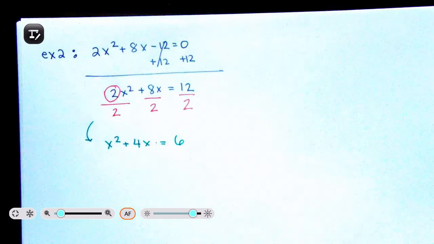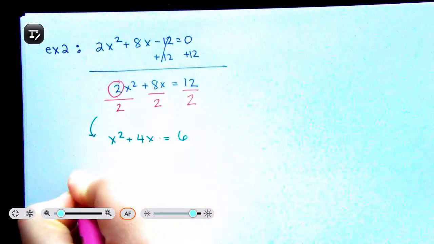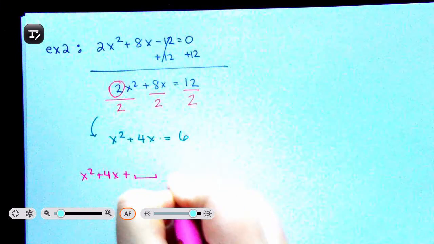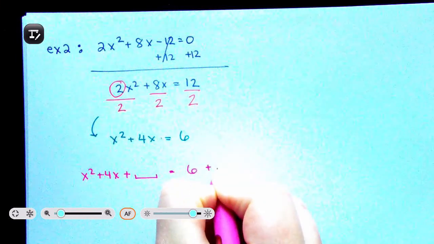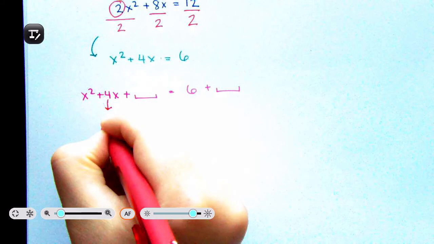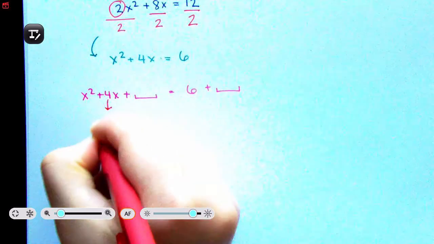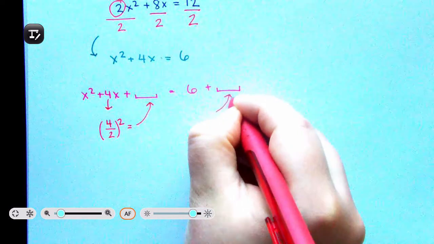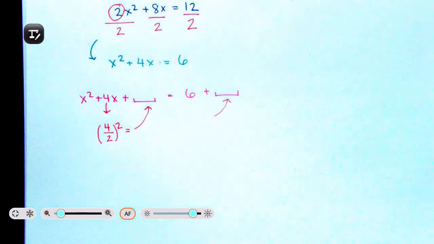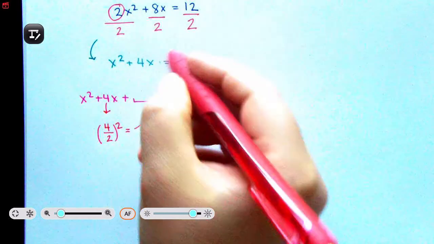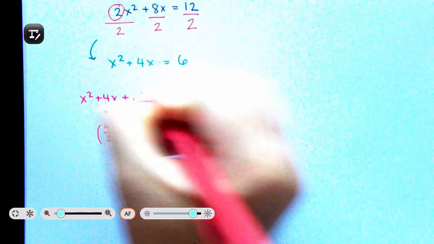Step number 2 is making that room. So we have x squared plus 4x plus something is equal to 6 plus something. What is that something? You're taking your b value, in this case 4, dividing by 2, and squaring that number. You're putting that number here, and you're also going to put that number back here. 4 divided by 2 is 2. 2 squared is 4.